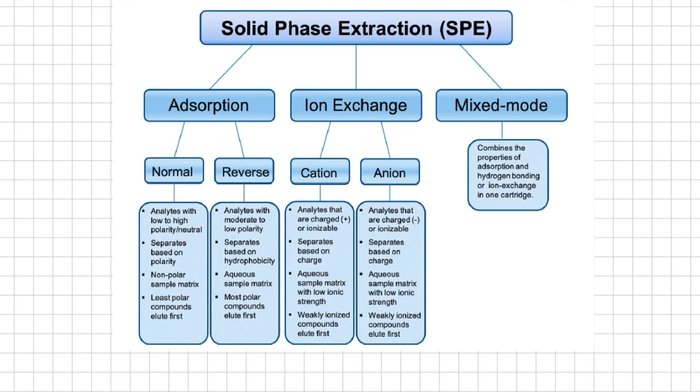In cation exchange solid phase extraction, the analytes are charged or ionizable. Separation is based on the charge. An aqueous sample matrix with low ionic strength is used, whereas weakly ionized compounds are eluted first. In anion exchange, negatively charged or ionizable species are involved. Separation is based on the charge. The aqueous sample matrix has low ionic strength, whereas weakly ionized compounds are eluted out first in this technique. So this is the overall summary of various types of solid phase extraction.